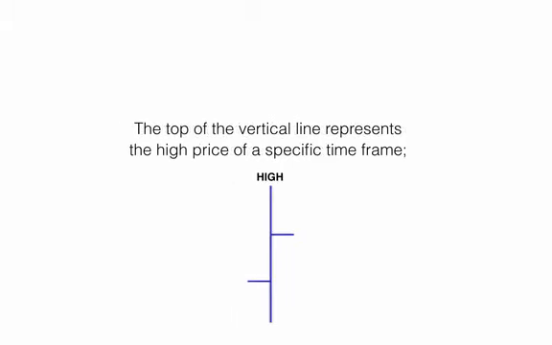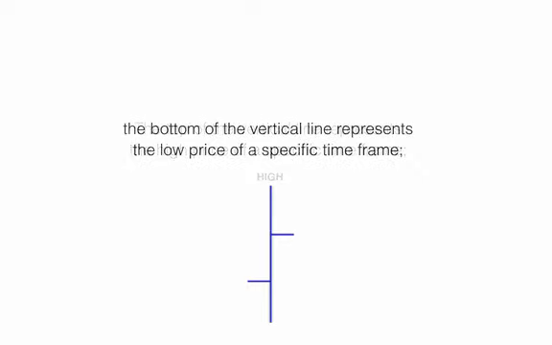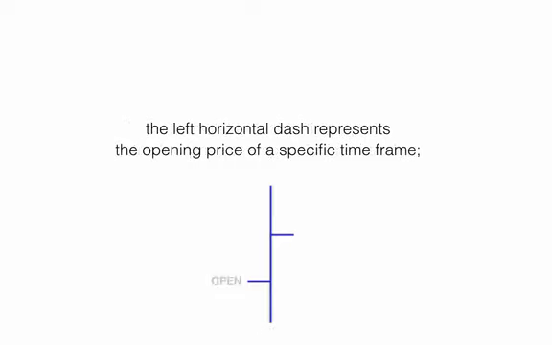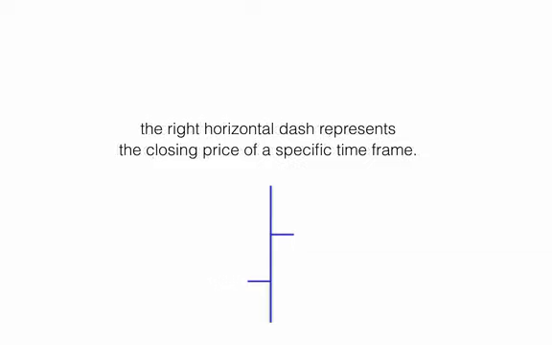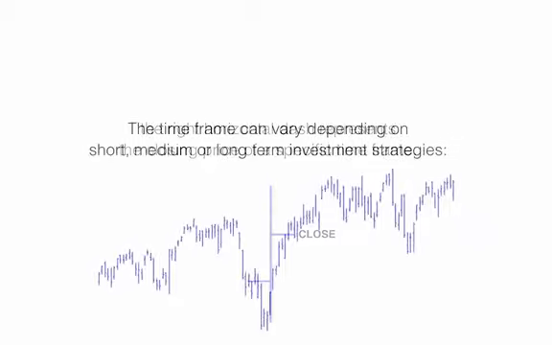The top of the vertical line represents the high price of a specific time frame. The bottom of the vertical line represents the low price of a specific time frame. The left horizontal dash represents the opening price of a specific time frame, and the right horizontal dash represents the closing price of a specific time frame.